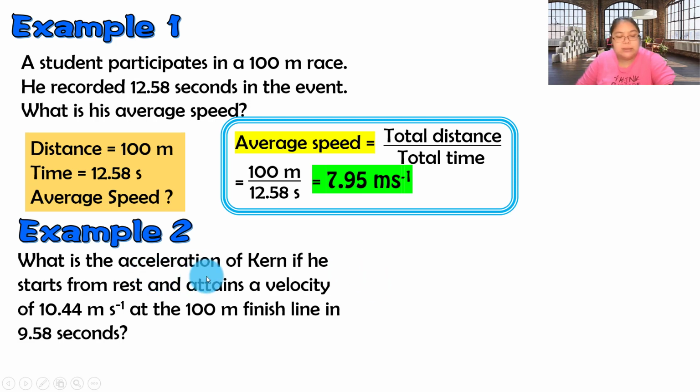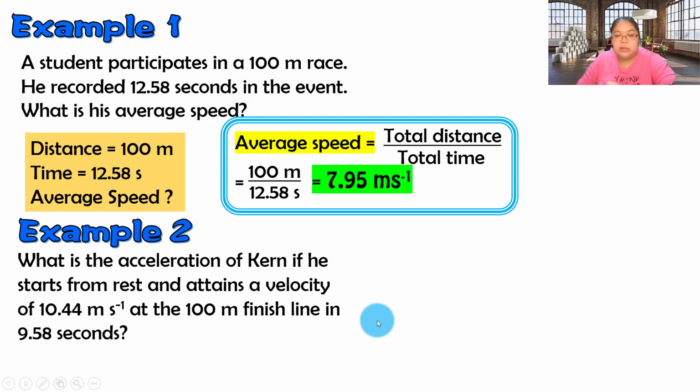Okay, then we go to number 2. What is the acceleration? They ask about the acceleration of a car if it starts from rest. Sometimes the question never tells you the initial velocity. They just say rest, so you understand that it is 0. And it attains a velocity of 10.44, so this one is the final velocity. The distance is 100 meter. Then the time taken is 9.58.